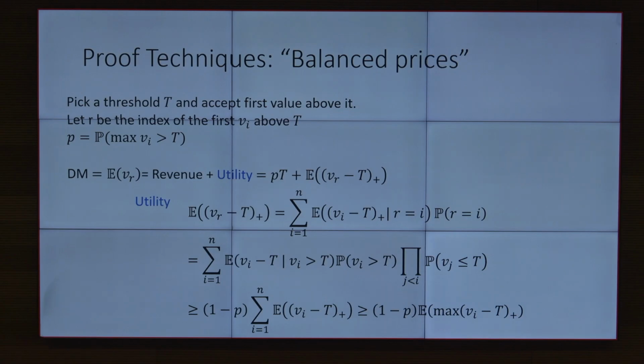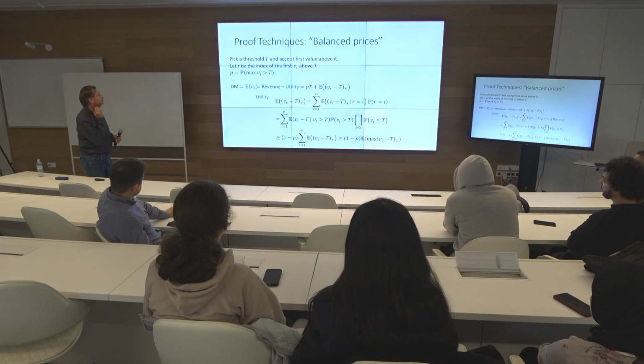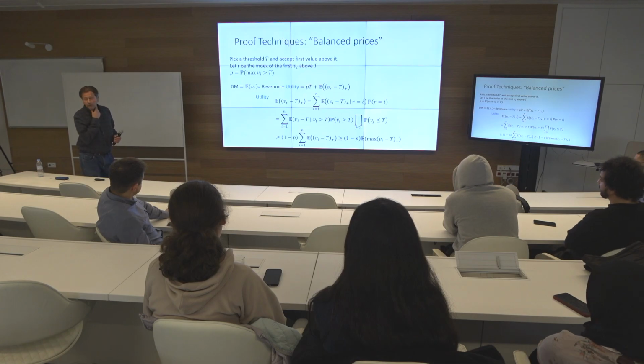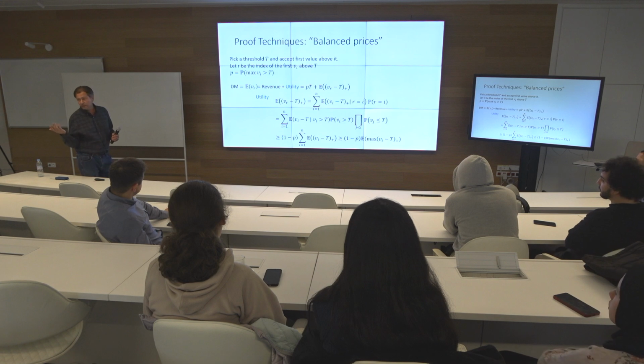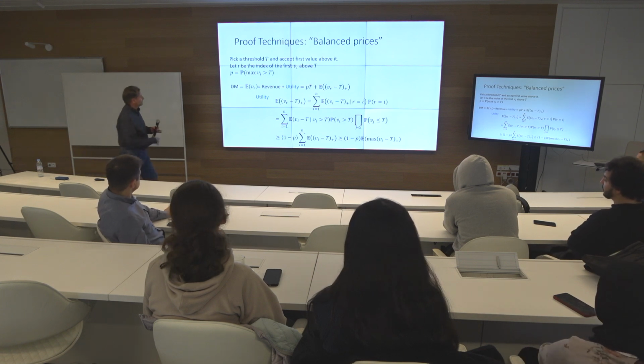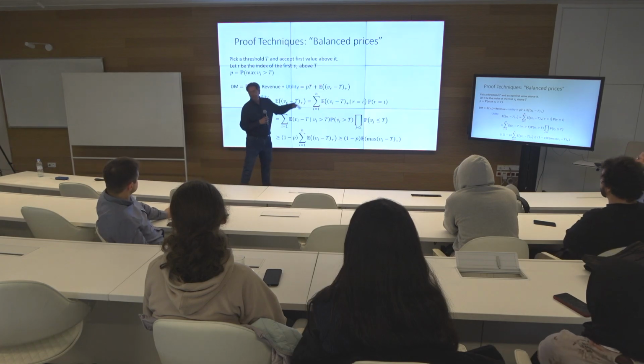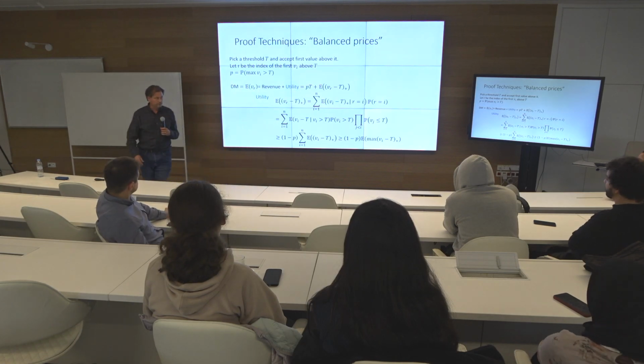So that PT is a lower bound of revenue, no? Oh, it's equal, I think. Yeah, it's equal. Right? You sell at T. T is my price, okay, yes. And P is the probability that I sell at that price. So the first thing here is an equality, yes.